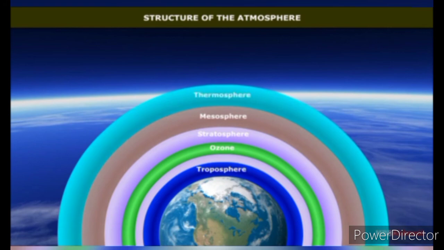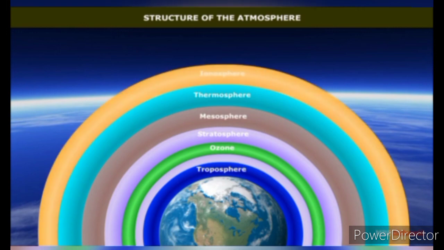The thermosphere. It extends from the top of the mesosphere beyond 80 kilometers up to about 640 kilometers. In the thermosphere layer, temperature increases with height and reaches about 1700 degrees Celsius. The atmospheric gases become very rare and very light. Ionosphere. The rarity of atmospheric gases in the thermosphere allows this layer to absorb heat from the sun.